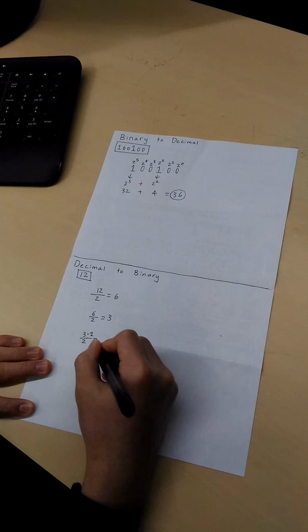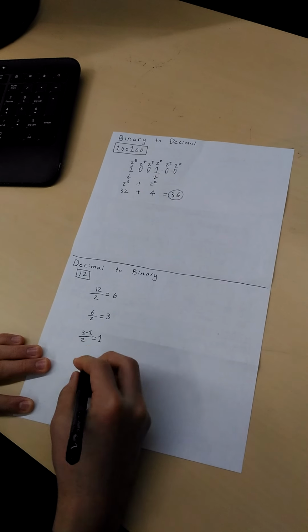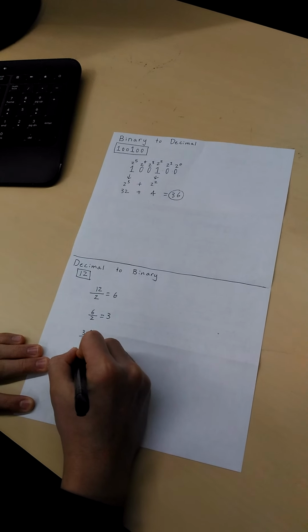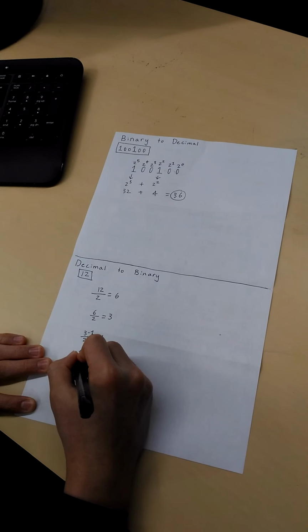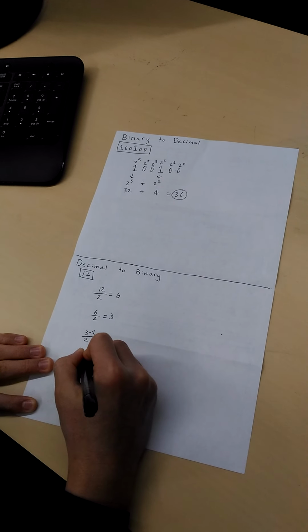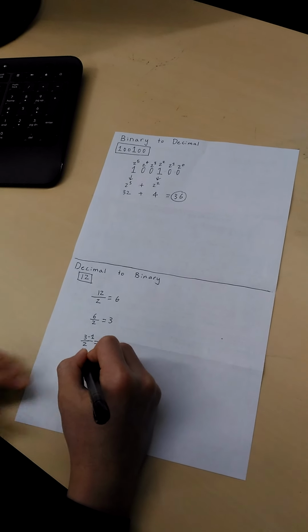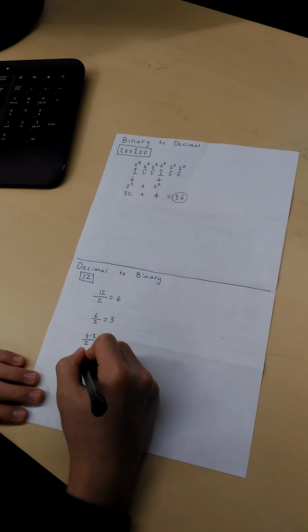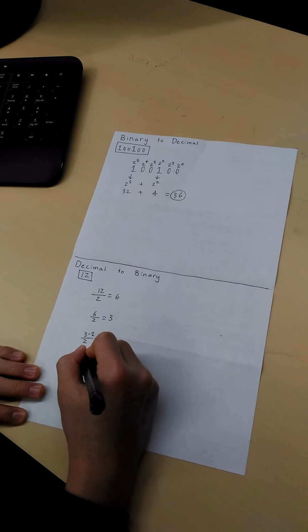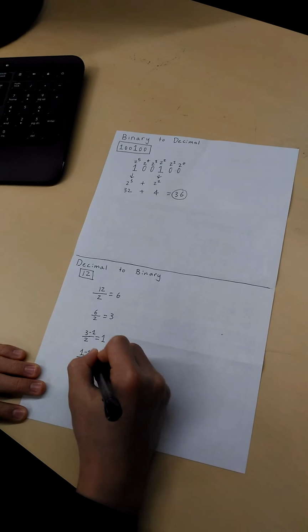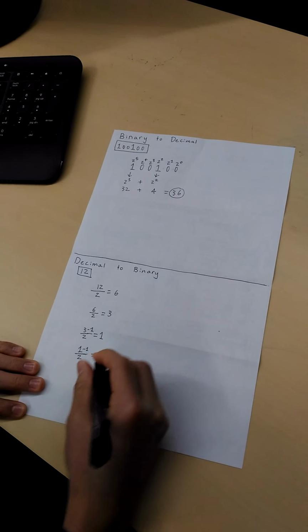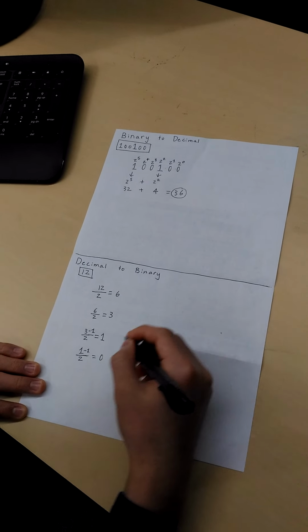Okay? Then 3 divided by 2, but since 3 doesn't divide by 2 cleanly, we have to subtract 1. So that would be 2 divided by 2 equals 1. Then we continue until we get to 1. 1 divided by 2, but since 1 doesn't divide by 2 cleanly, you subtract 1 and it equals 0. So now you know you end here when you get to 0.